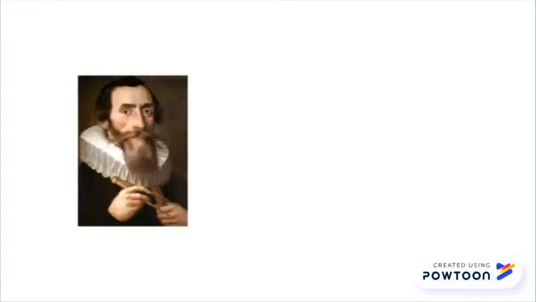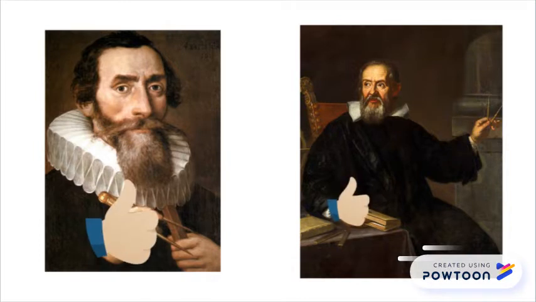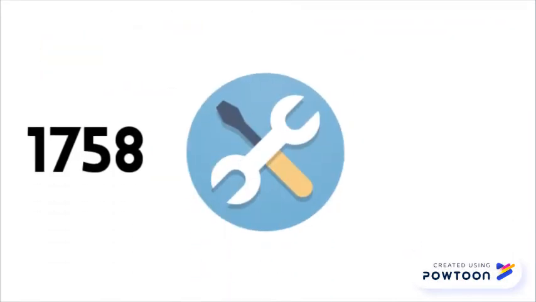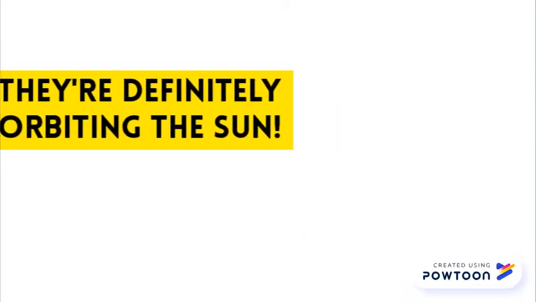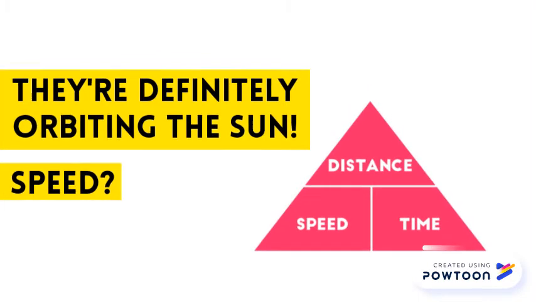A century later, Johannes Kepler and Galileo Galilei supported Copernicus's theory with their own works. Despite this, the heliocentric model only caught on around 1758, and with a few adjustments, that's pretty much what we have today. Now that we know that all planets are definitely orbiting around the Sun, we have to understand how to calculate their speeds, and for that, scientists needed distance and time.